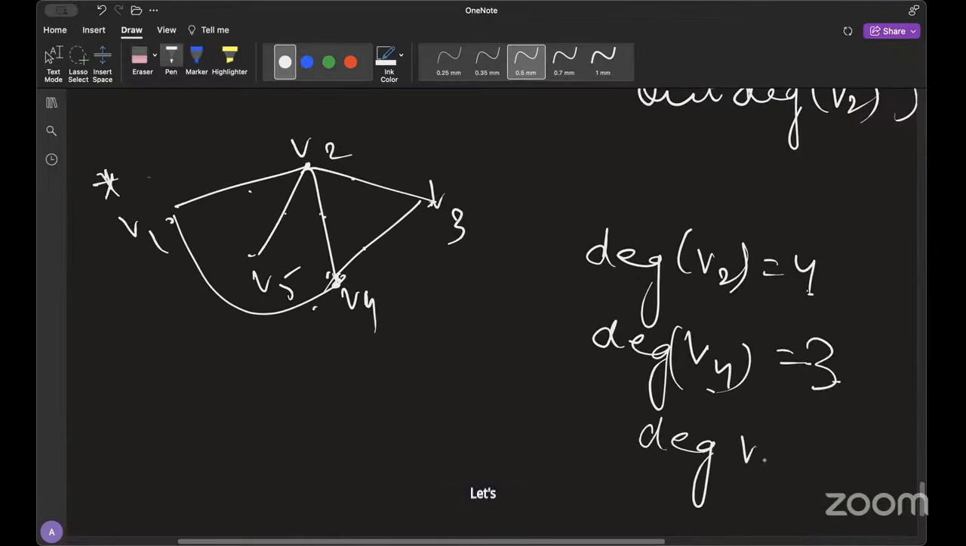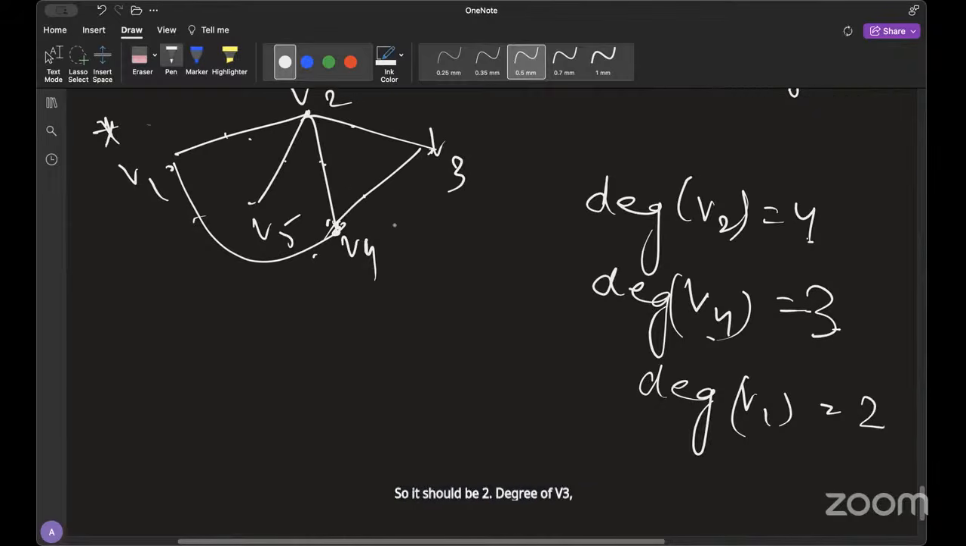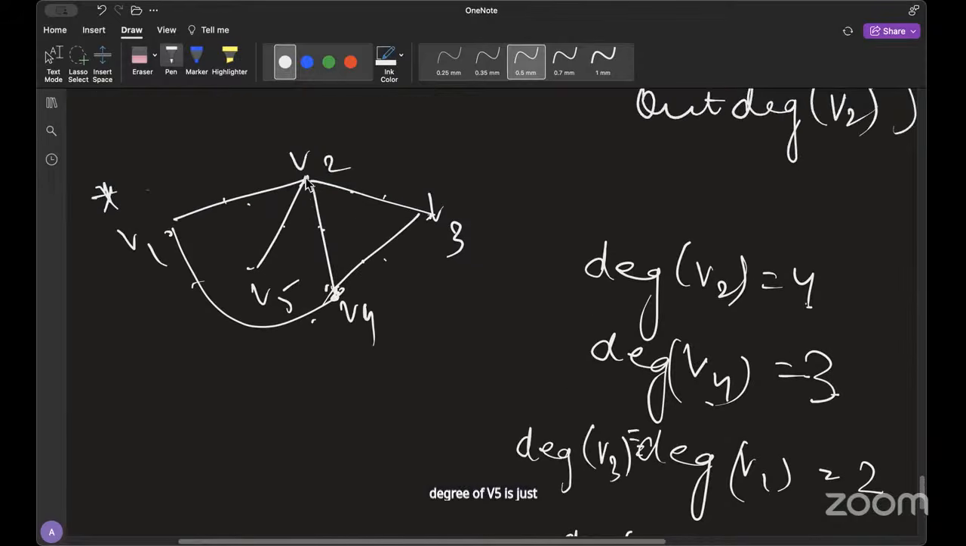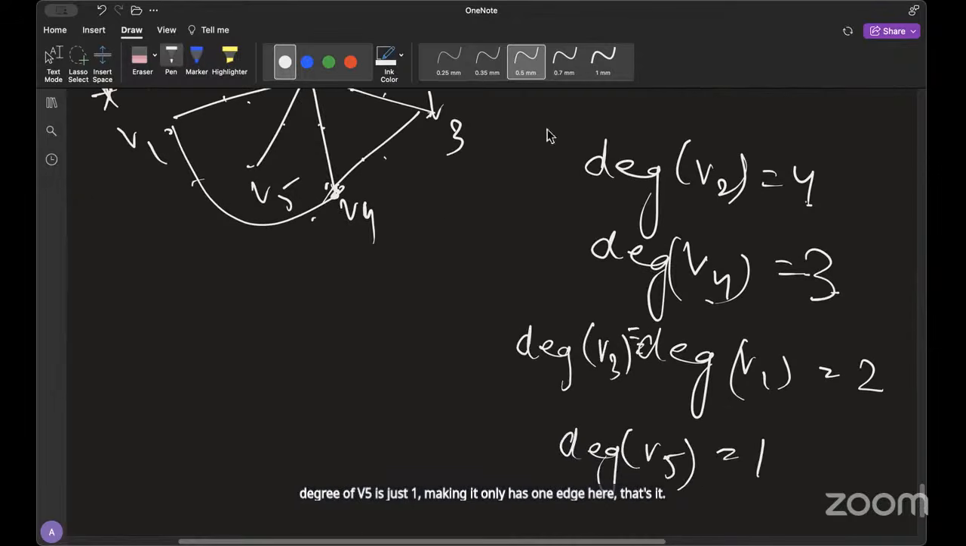Let's do the degree of V1. The degree of V1 is 2 edges, 1 and 2, so it should be 2. The degree of V3 is again 2, 1 and 2. And what's left? The degree of V5 is just 1 because it only has one edge here. That's it. So these are called degrees.